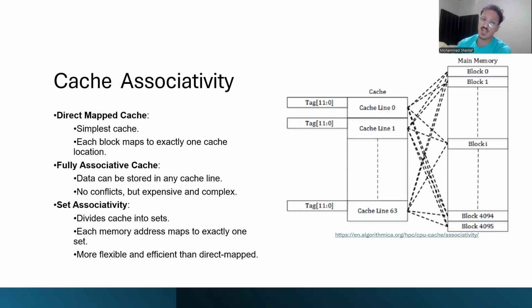And then we have the set associativity. It divides caches into sets. Each memory address maps to exactly one set, and it is more flexible and efficient than just a direct mapped cache.